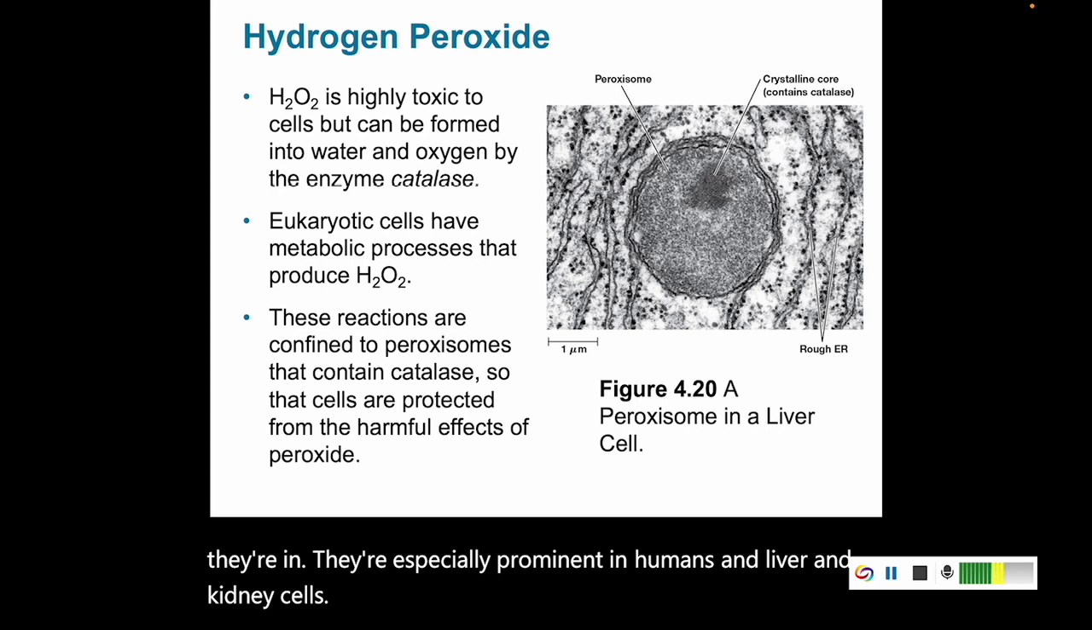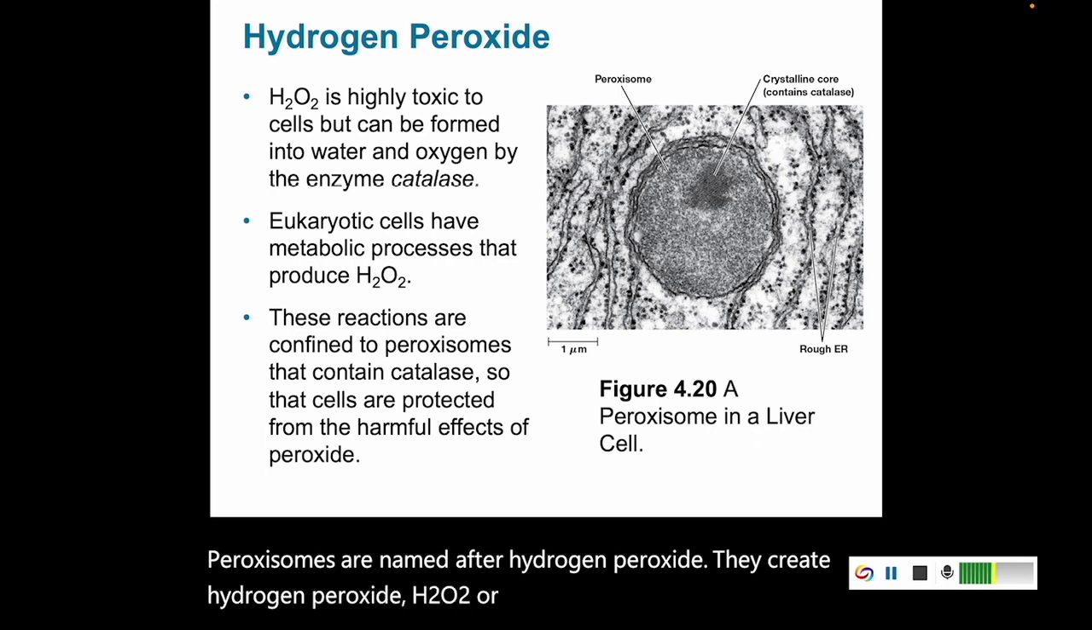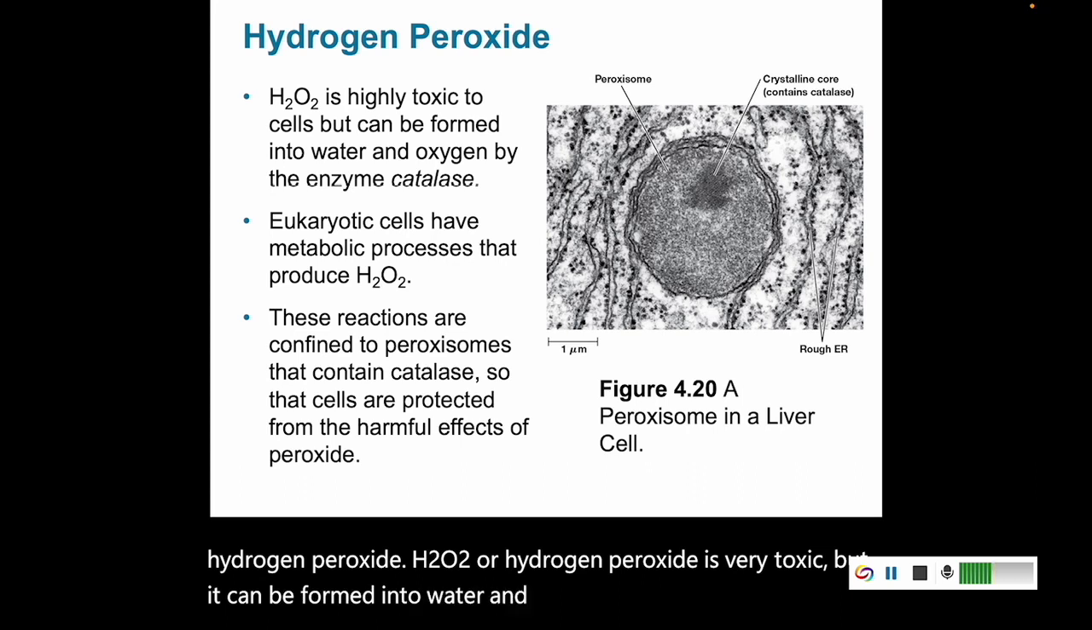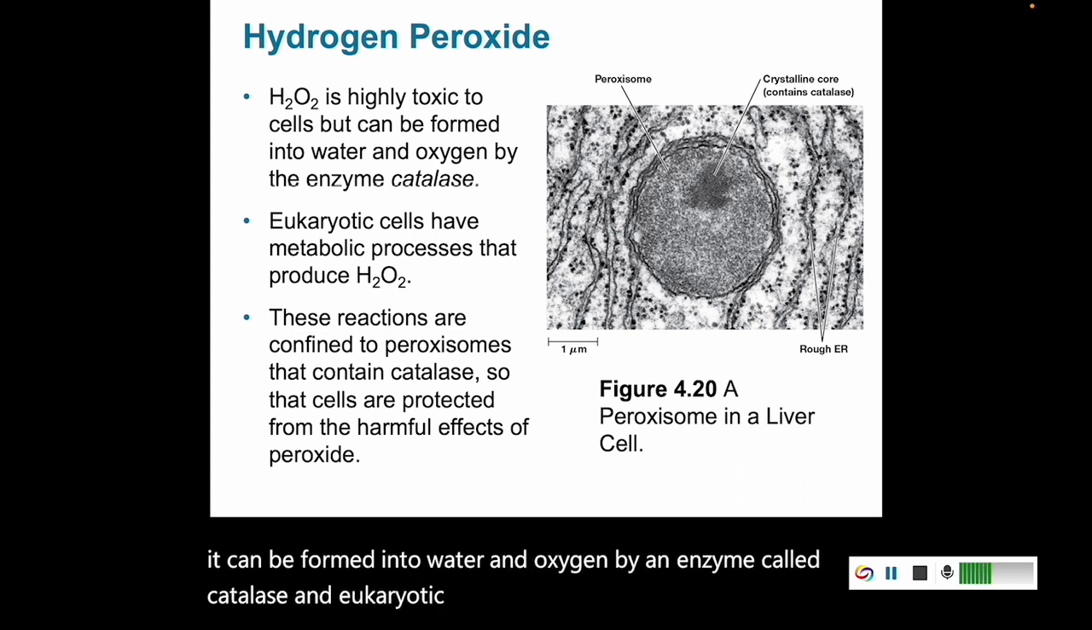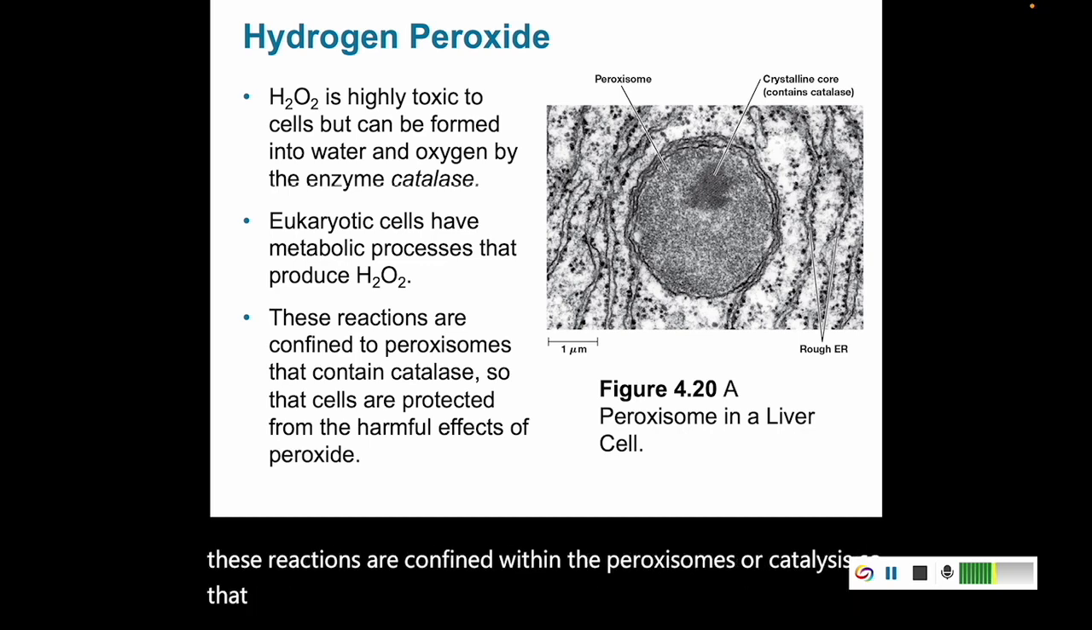Peroxisomes are named after hydrogen peroxide. They create hydrogen peroxide. H2O2, or hydrogen peroxide, is very toxic, but it can be formed into water and oxygen by an enzyme called catalase. And eukaryotic cells have processes to create H2O2, and these reactions are confined within the peroxisomes or catalases so that cells will be protected from being harmed by the peroxide.